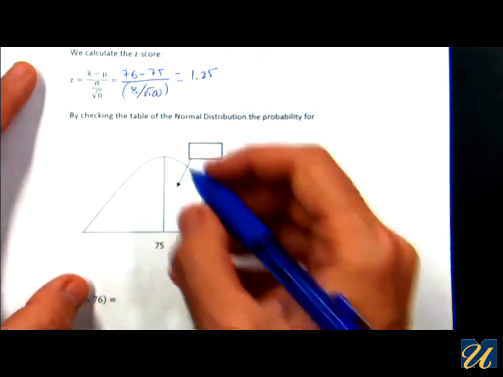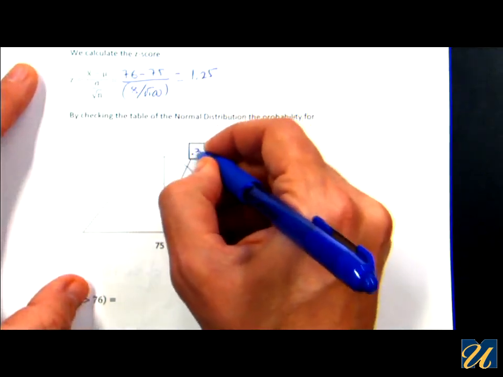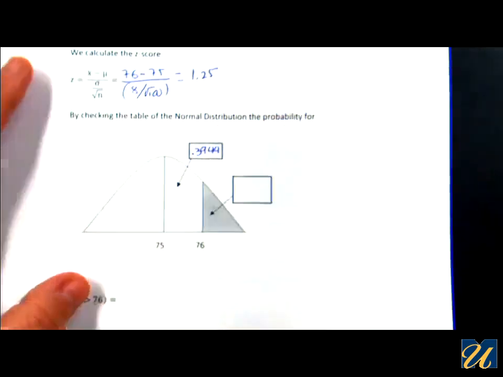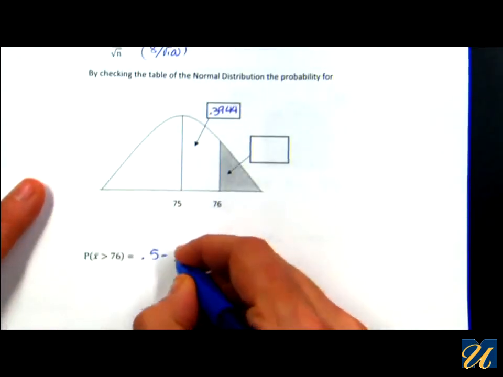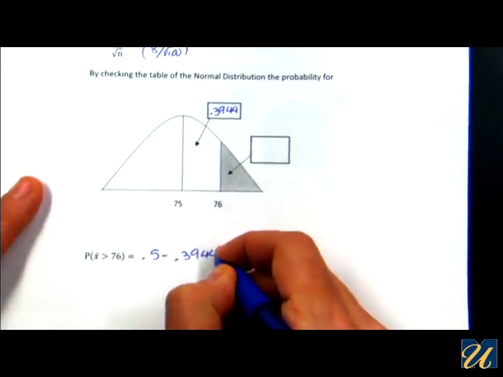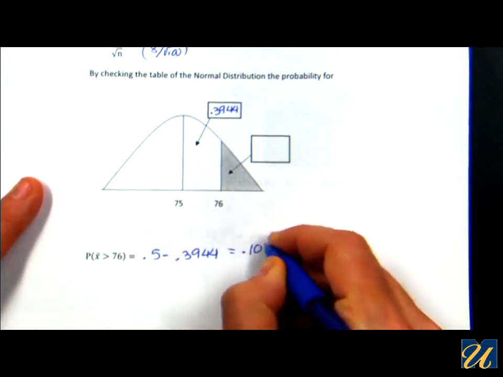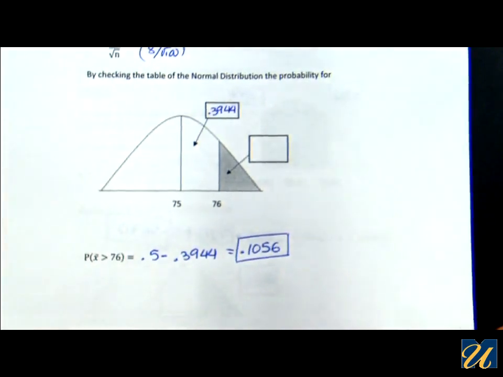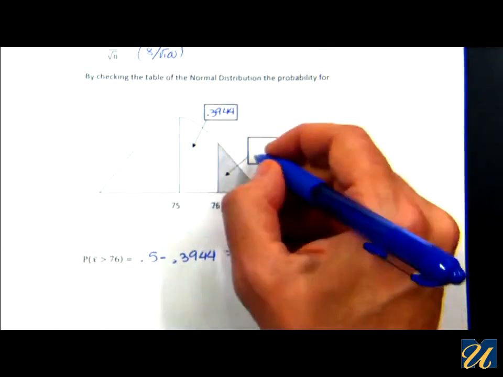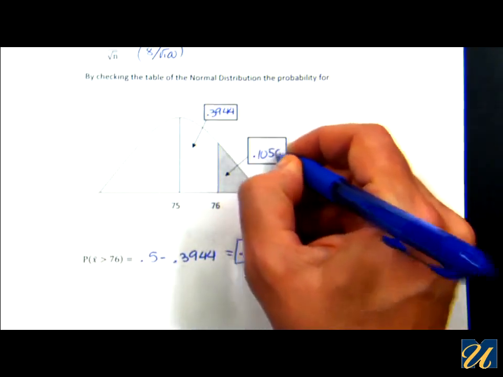1.25 corresponds to 0.3944. So 0.5 minus 0.3944 is equal to 0.1056. So this area here is 0.1056.